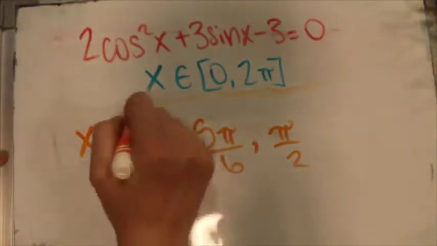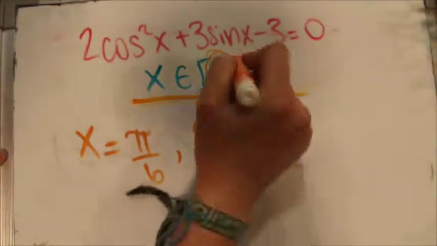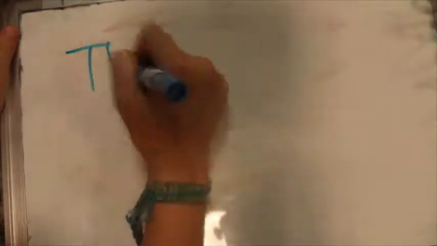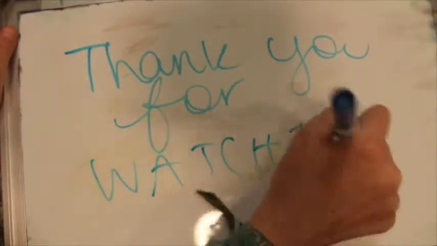So in conclusion, we can refer back to our domain and see that all our values found for x are between 0 and 2 pi. So we're correct. Thank you for watching, and I hope you understand now.